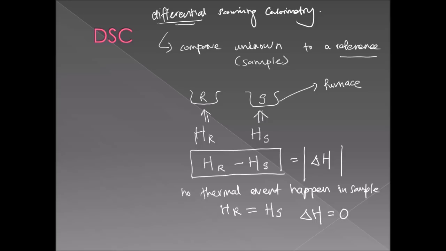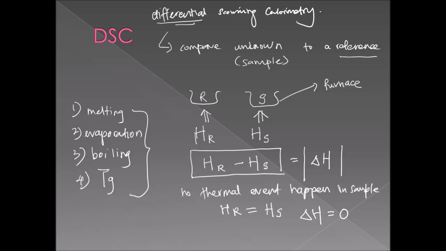So when you have a thermal event, what kind of thermal event? Let's say melting is a thermal event, evaporation is a thermal event, boiling is a thermal event, Tg, glass transition temperature, is a thermal event. Once you pass through any of these events, then you will have the value of heat change, okay, and then the signal will be detected.